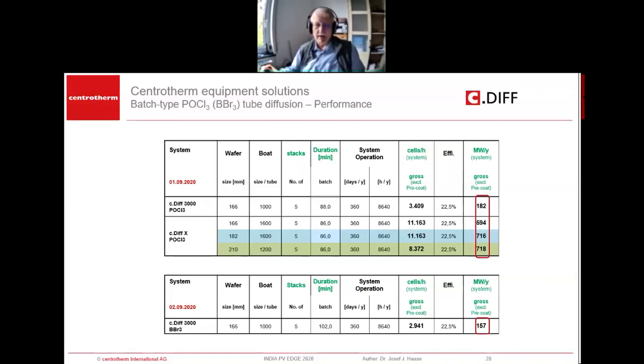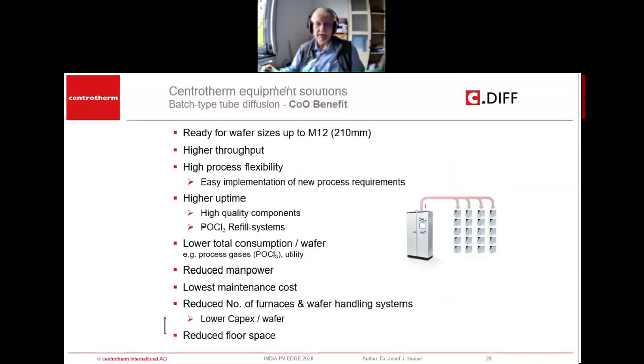When we look at the throughput, it's even more amazing. When the old machine had about 182 megawatt, with the DIFX we have about 600 to 700 megawatt throughput in one machine. And this is all for the POCL diffusion. If we look at the boron diffusion, there's still only the 5-tube system. We have developed a process for the 10-tube system. We had so far no request from any customer for these wafer sizes. Next, please.